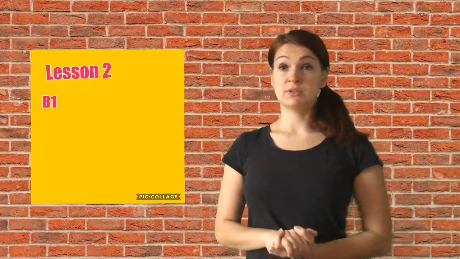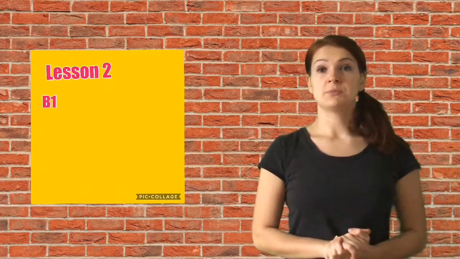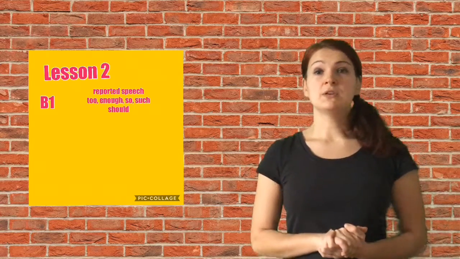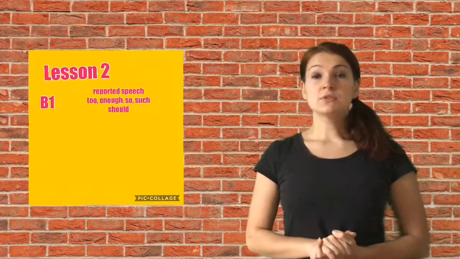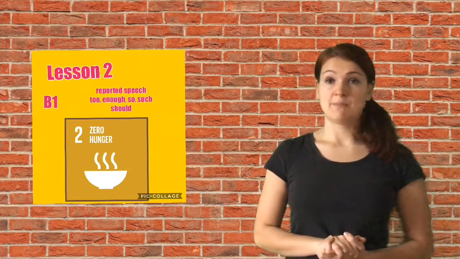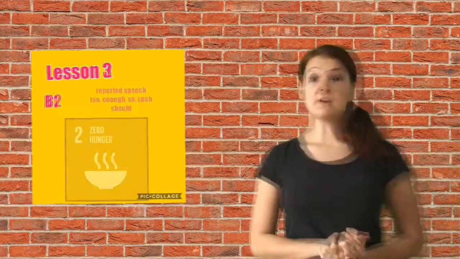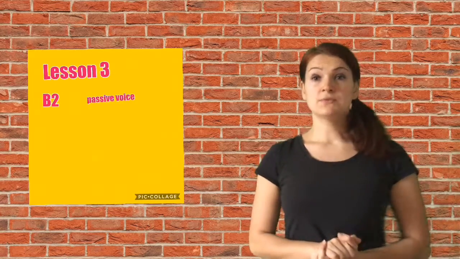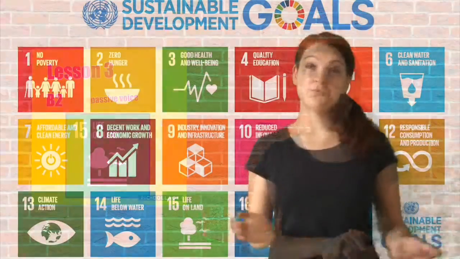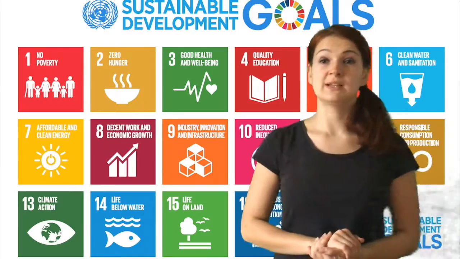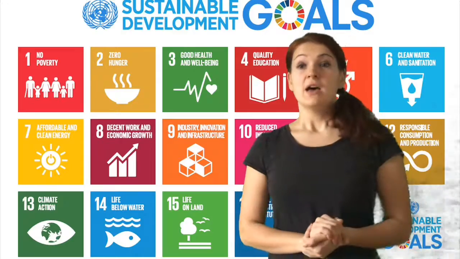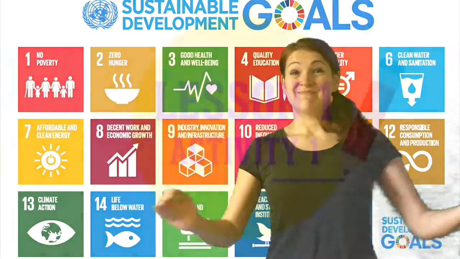The second lesson is suitable for B1 level. It is focused on reported speech and use of to, enough, so, such, and repeating of a modal verb should. As for the Sustainable Development Goals, we will aim at number 2. The third lesson is suitable for B2 level. It is focused on passive voice. As for the Sustainable Development Goals, we will aim at number 15. But of course, everything is linked, so we will get to the other topics as well, not only those I've just mentioned. So let's dive in our global village.